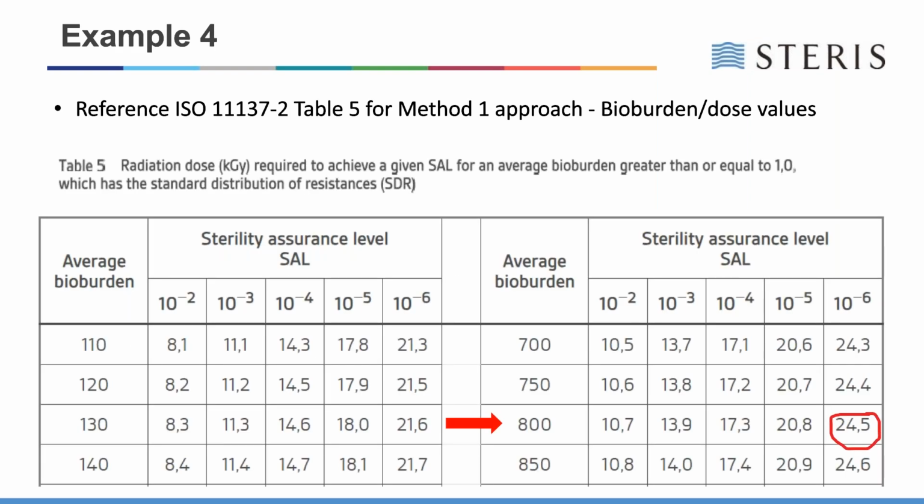And for example here, we look at table 5 from method 1, and we'll have to round up again. Our CFUs of 764 is not listed on this table, so we go up to 800 CFUs. This gives us a routine minimum dose at 10 to the minus 6 SAL of 24.5 kilograms.